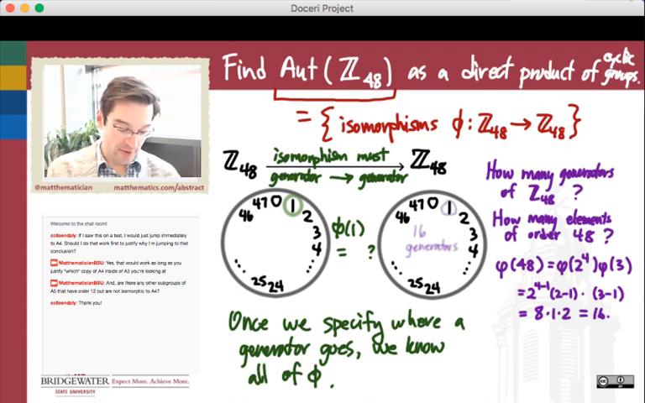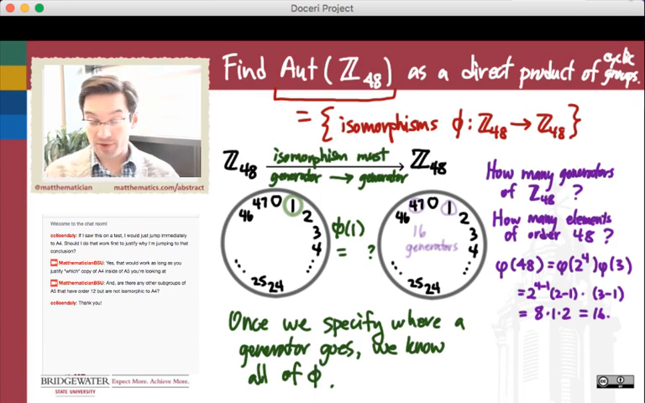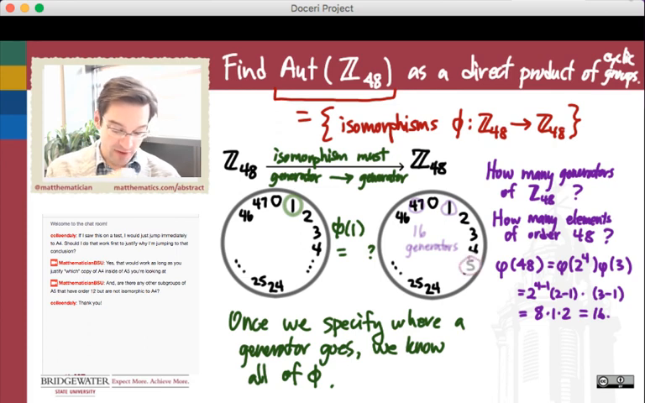So 1 is an example of a generator, and so is its inverse, 47. 2, 3, and 4 would not be examples of generators, but 5 would be. I put that in my list also. 5 is a generator, and its inverse in Z48 would be 43. That's also a generator. And so on and so on.